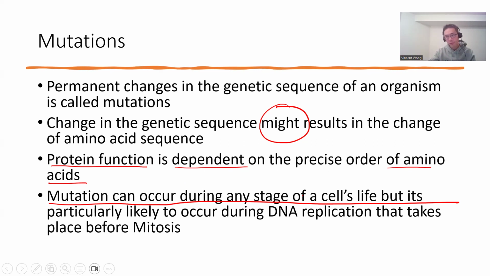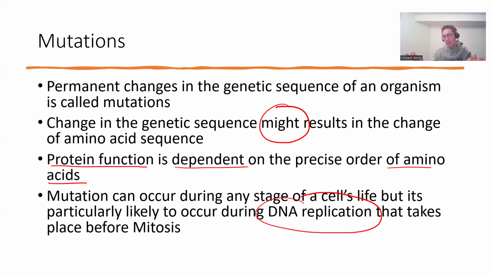Mutation can occur during any stage of the cell's life. It could happen in interphase, even when the cell is not dividing, but it's particularly likely to happen when it's copying its DNA. Remember, copying DNA is a process that involves copying billions of base pairs, right? Even with the best spell checking and error checking mechanisms, it's inevitable that if you do it enough times, mistakes are going to happen.